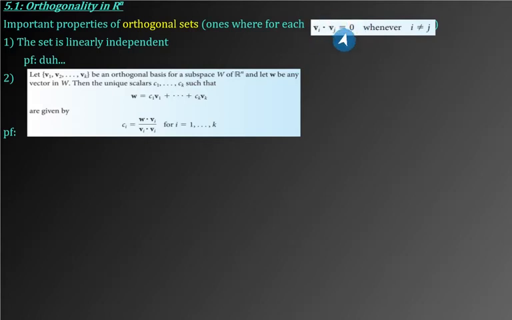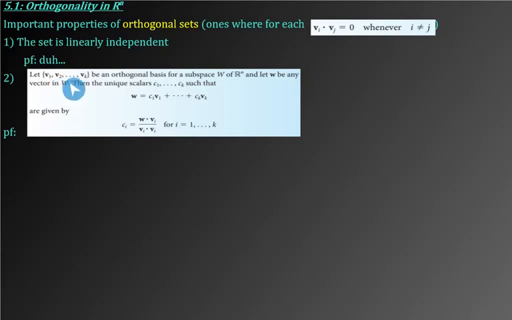All right, so there are two important properties I want to talk about quickly for orthogonal sets, meaning any set where you dot product any two different vectors and you get 0. One is that the set is linearly independent. There is a proof in the book, but I'm not going to worry about proving that here because I think it's pretty intuitive. The other one is maybe not so intuitive, and I do want to prove that one.